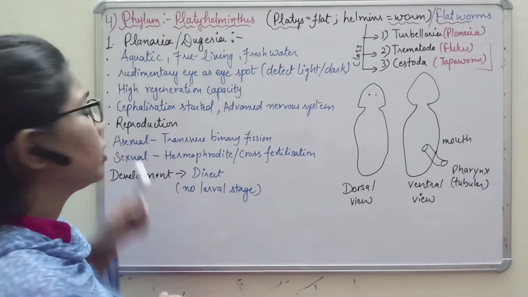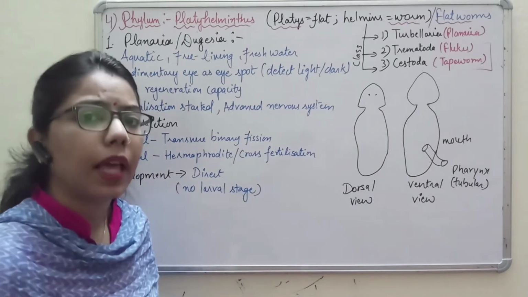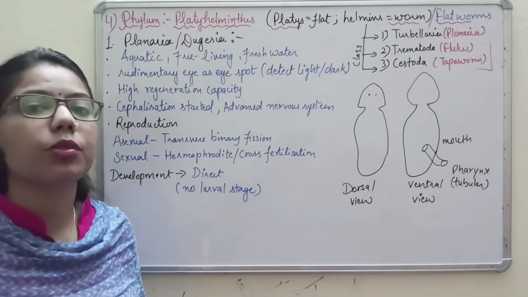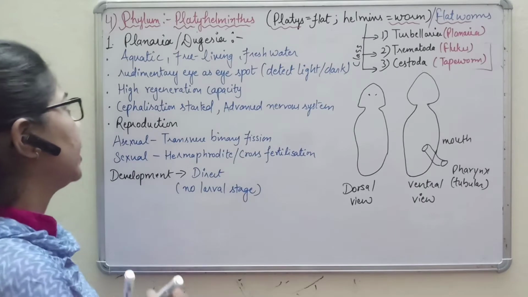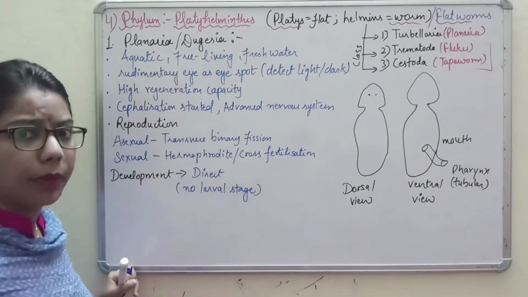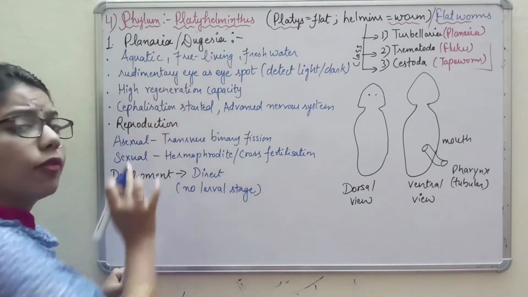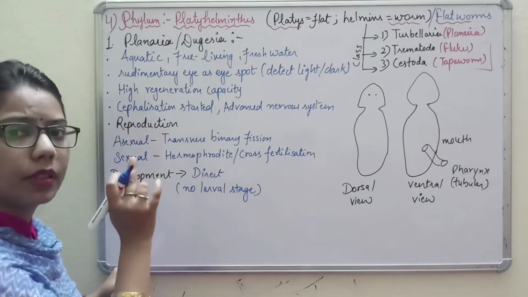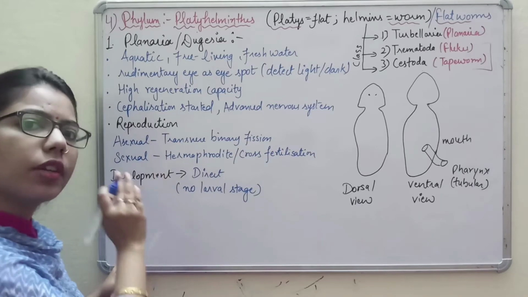So we have started with the first example, that is Planaria. If we talk about the Planaria, it is also known as Dugesia. And if we talk about the habitat, it is aquatic. What we are discussing here, because it comes under the Platyhelminthes, the general features will remain the same.